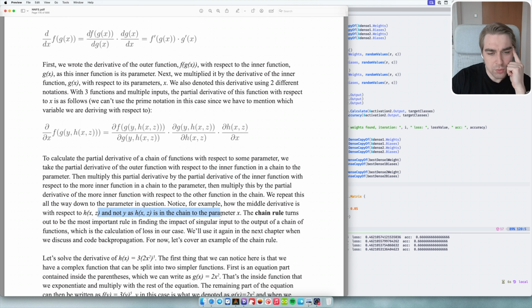Now is the chain to the parameter. So we're going through all the partial derivatives with respect to... I mean, we should always have the x somewhere, right? So we're not interested in, for example, the derivative.